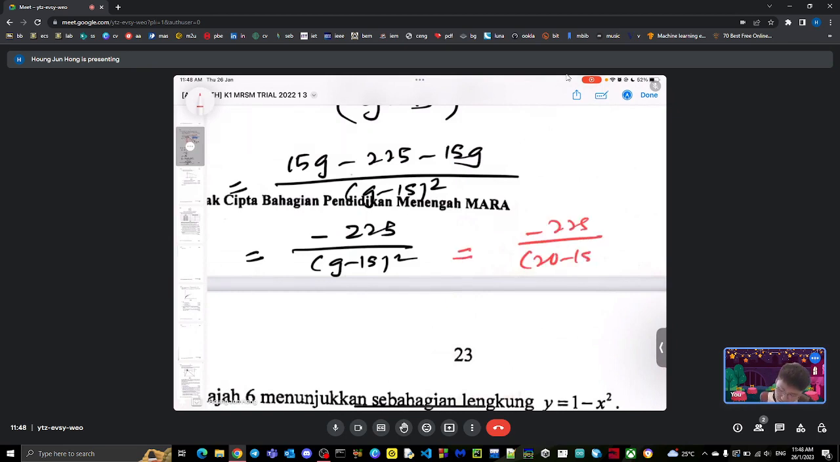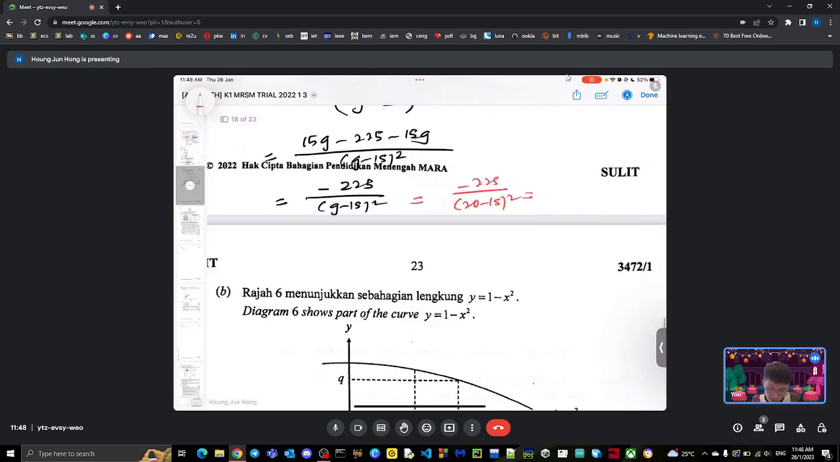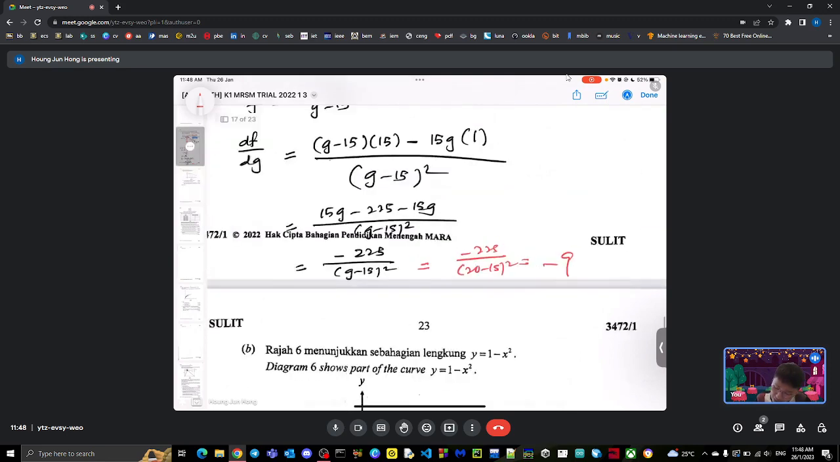With 20 minus 15 squared, it should give something like minus 9. Note that there's a minus. That's to say it's actually decreasing somehow. But anyway, there's a minus.